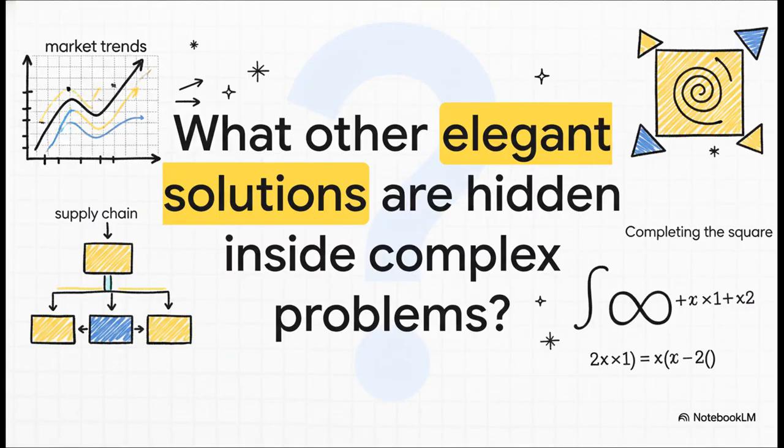As you move forward in your studies and your careers, you will constantly face complex problems in finance, marketing, logistics, you name it. The challenge, and indeed the reward, is in learning the techniques and adopting the mindset to look past the surface complexity and ask, what is the hidden structure here? What is the elegant solution waiting to be revealed?